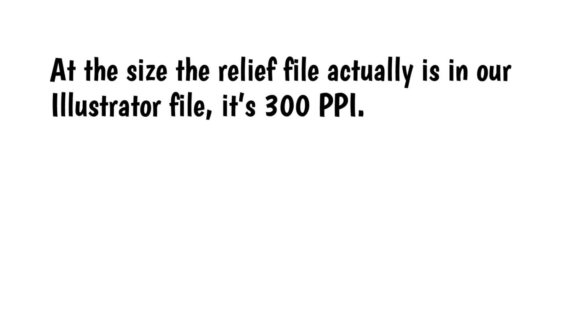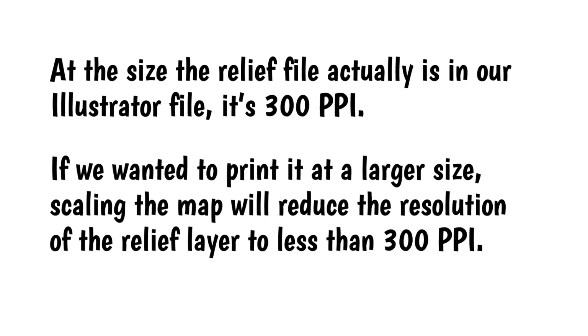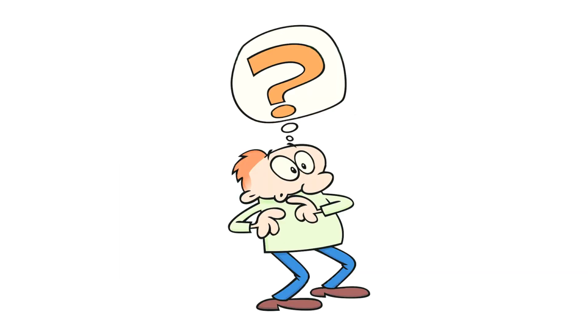Our map currently fits on a letter size page. At that size, the relief resolution is 300 ppi. If I wanted to print it at a larger size, scaling the map would reduce the resolution of the relief layer to less than 300 ppi. So how do you create a bigger map that has the correct resolution?